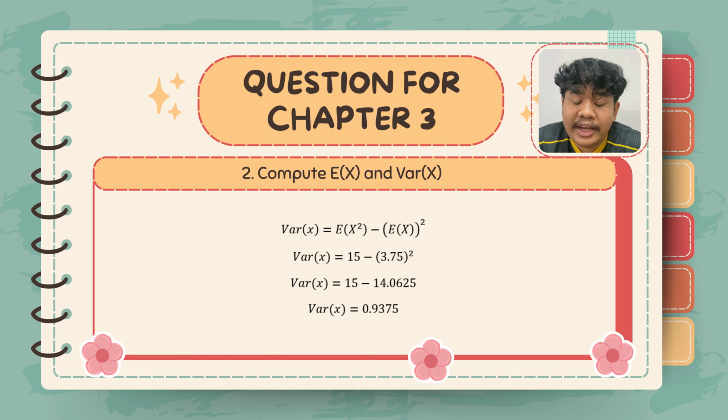After we get E(X squared), we can use the formula Var(X) equals E(X squared) minus E(X) to the power of 2. So we substitute E(X squared) and E(X) to the power of 2, which is 15 minus 3.75 to the power of 2. Then we press the calculator and we get 0.9375. So that is the variance.